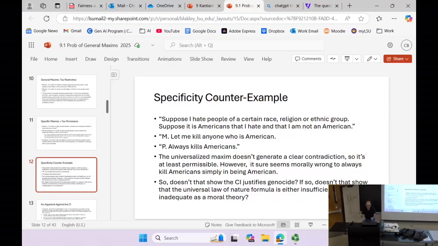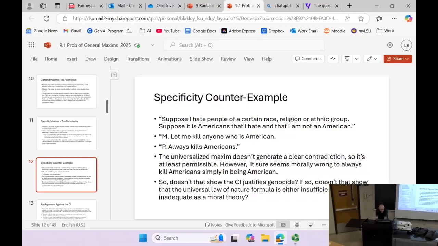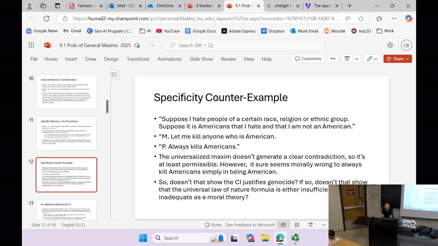So suppose I hate people of a certain race, religion, or ethnic group. Suppose it's Americans that I hate, and I'm not an American. So my maxim is, let me kill anyone who's an American. That means always kill Americans. So the universalized maxim doesn't generate a clear contradiction. So it's at least permissible. However, it seems morally wrong to kill Americans simply for being American, right?